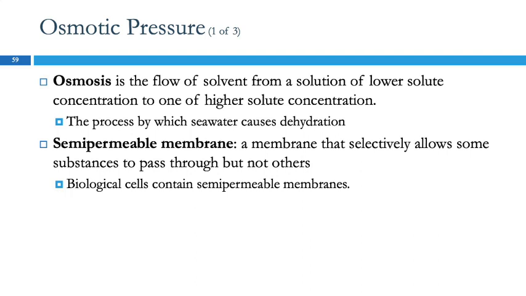Another colligative property is osmotic pressure. So osmosis is the flow of solvent from a solution with a lower solute concentration to one of a higher solute concentration. And this is the process by which drinking seawater causes dehydration, right? Because when you're drinking salt water, it's more concentrated than the fluid in your cells, and osmosis will make the water go from the low concentration to the high concentration, and so it'll actually draw water out of your body.